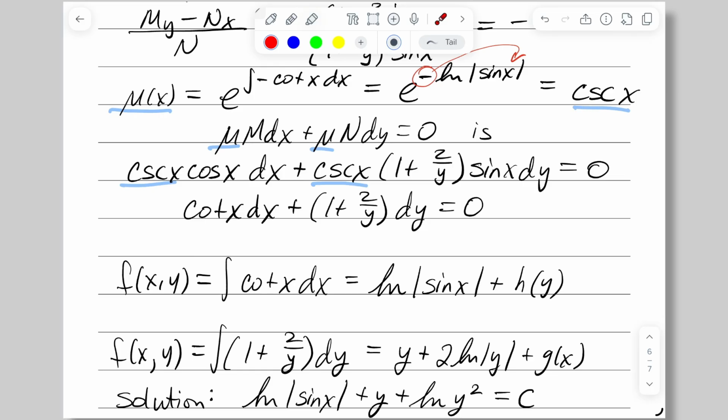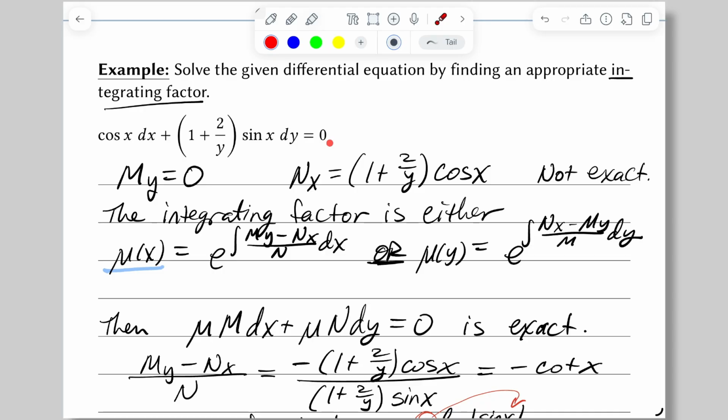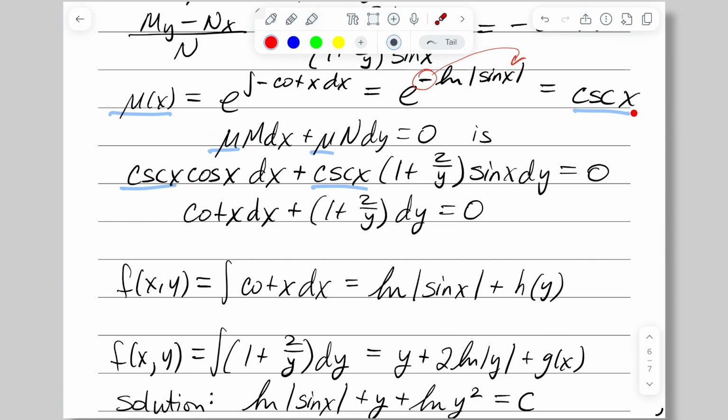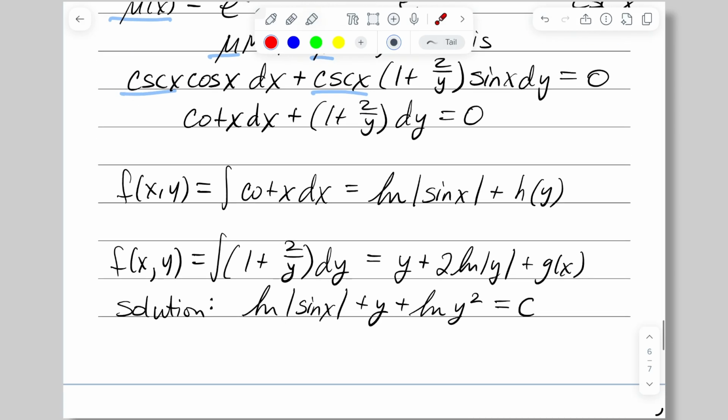Multiplying both sides of the original equation by our mu, which is cosecant of x, after simplifying, results in cotangent of x dx plus the quantity 1 plus 2 over y dy is equal to 0. I went ahead and used the second technique that I showed you. It's a little bit cleaner this time. F of xy is equal to the integral of mu M dx, and so the integral of the cotangent of x dx. And that's going to be natural log of the absolute value of the sine of x plus some function that's a function of y, so it's a constant with respect to x, right?